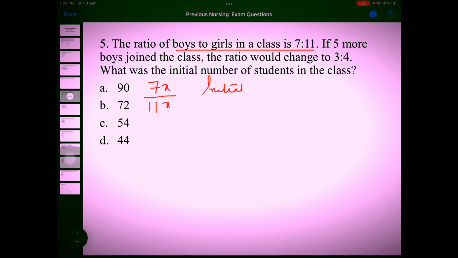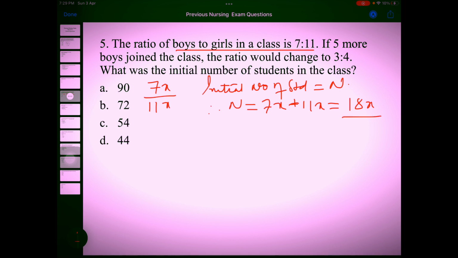initial number of students be n. So therefore n is equal to 7x, that is the initial actual number of boys, plus the initial actual number of girls, that is 11x. 7x plus 11x equal to 18x.